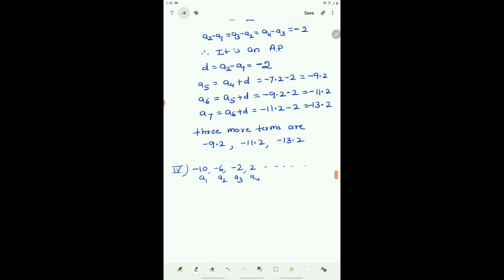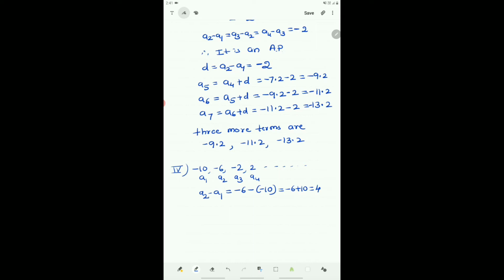Now find first A2 minus A1. A2 is -6 minus A1 is -10. So it is -6 minus of -10. That is equals to -6 minus of minus means that is +10. So it becomes 10 minus 6, that is 4.